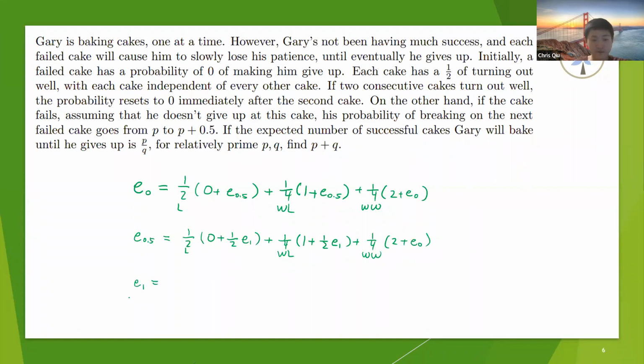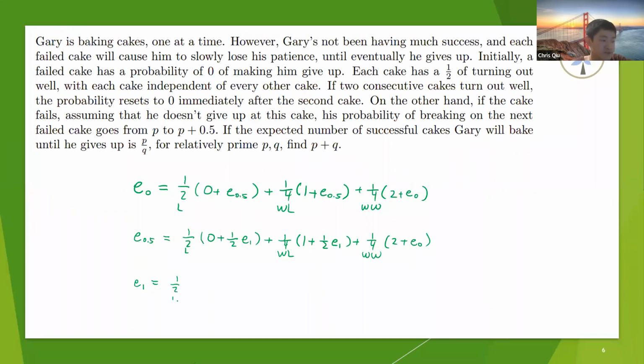And we're going to do the same thing for E1. And now you can see how we get a system of 3 linear equations in 3 variables. And so we're going to be able to solve this system of linear equations and find E0, which is what we want to find. So let's finish up this last equation.